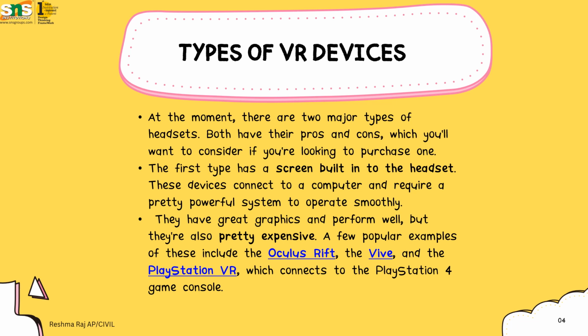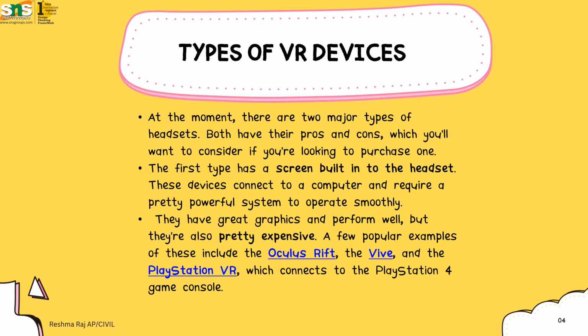At this moment there are two major types of headsets. Both have their pros and cons, which we will consider if you are going to purchase one. The first type has a screen built into the headset. These devices connect to a computer and require a pretty powerful system to operate smoothly. They have great graphics and perform well, but they are also pretty expensive.